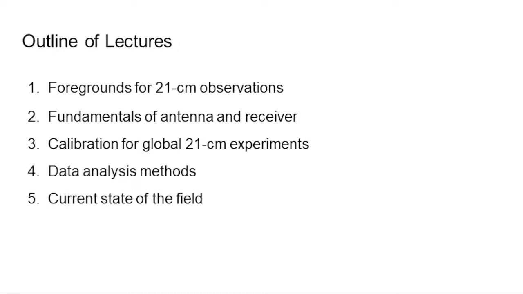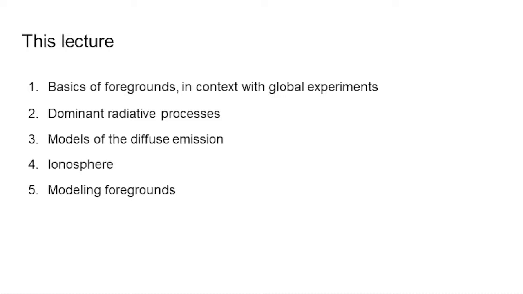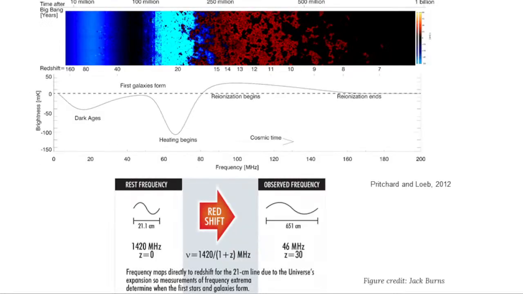Of course, foregrounds are dominated by different kinds of radiative processes, and at the frequencies we are talking about, I'll basically touch upon them. What kind of models do we have right now? Ionosphere, and finally, how do we model them in real experiments? So just one summary, and probably for the lectures, we'll be able to simulate this with a visual. The whole idea that I want to drive in here is basically the redshifting process. So you are looking at different redshifts, different frequencies.